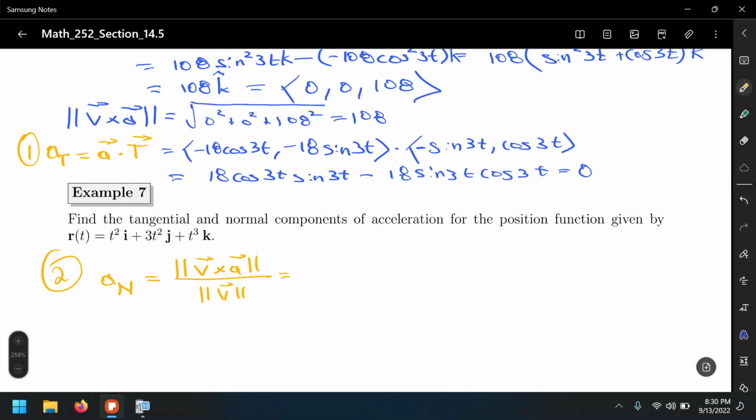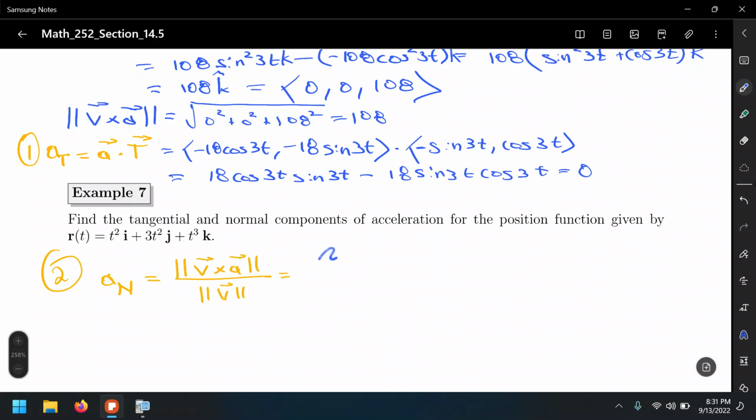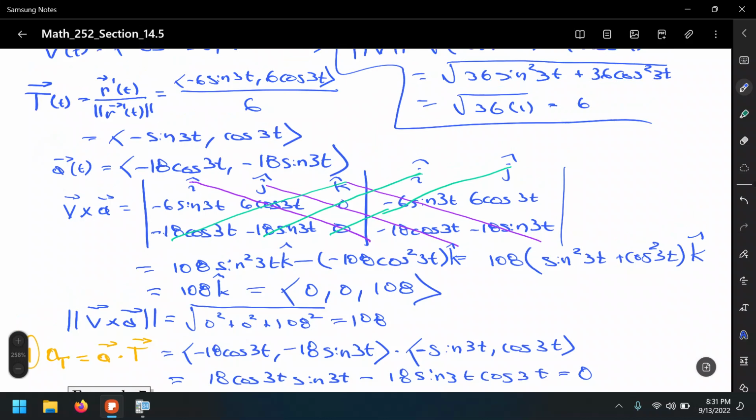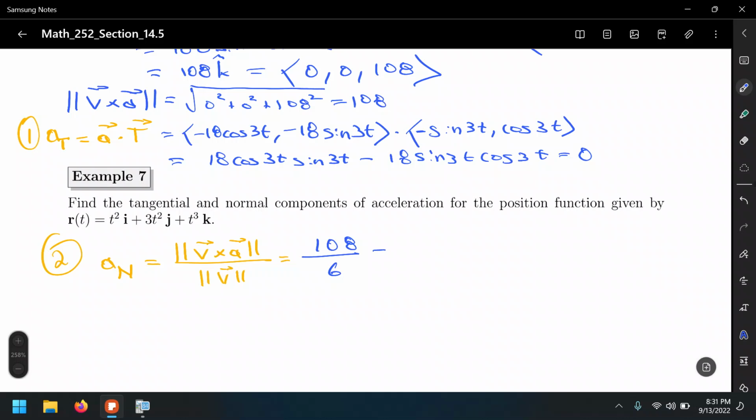Let's go back to the magnitude of the cross product, isn't it 108? Divided by the magnitude of the velocity vector. What did we get for the magnitude? 6, right? Which reduces to 18. All right.